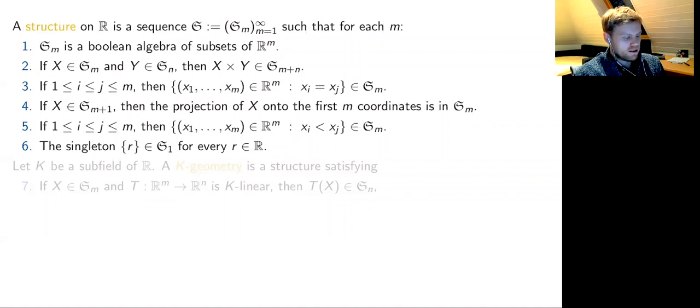So you say that if X is in S_m and Y is in S_n, then the Cartesian product is in S_{m+n}. Furthermore, we ask essentially the diagonals to be in there. So if you have i and j smaller than m, then you want to have the set defined by x_i = x_j. Furthermore, and this is the crucial part, not only is each S_m a Boolean algebra, we want all these Boolean algebras together to be closed under projections. So if X is in S_{m+1}, then the coordinate projection to the first m coordinates is in S_m. I also want to impose directly from the start that the order relation is in this structure, and that all singletons in R are in the structure.